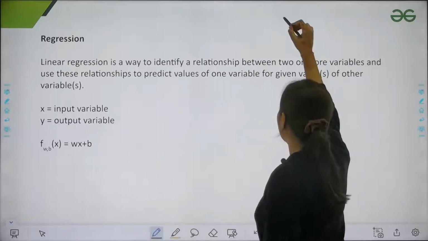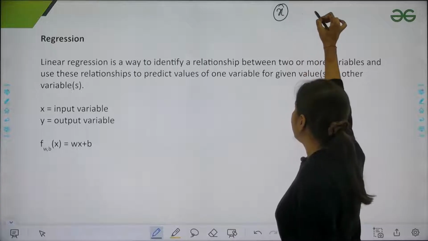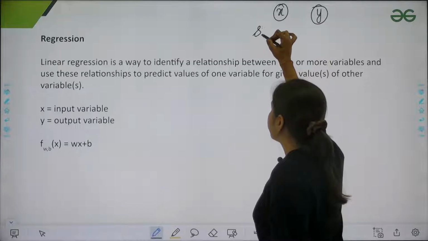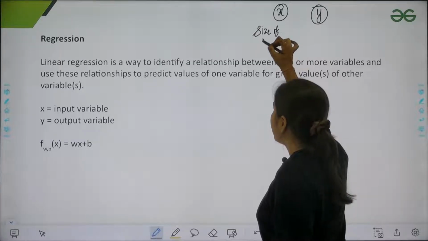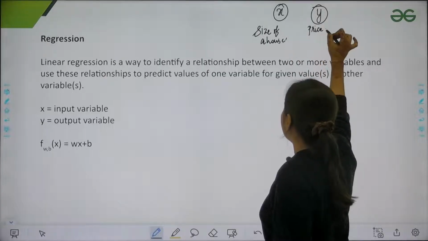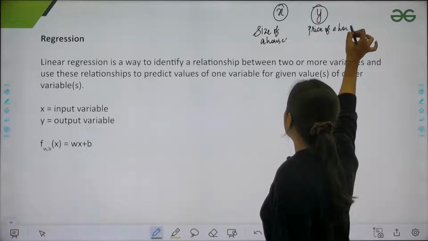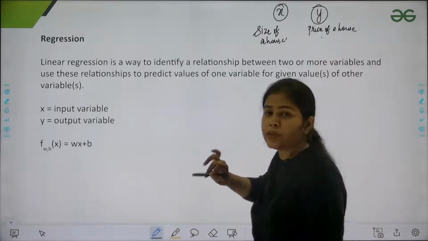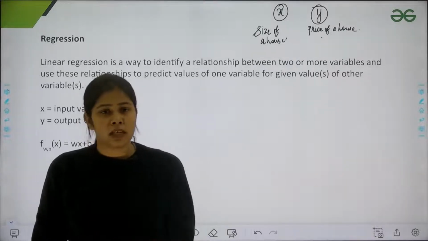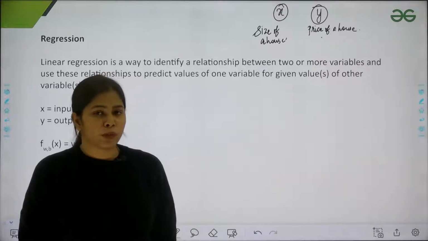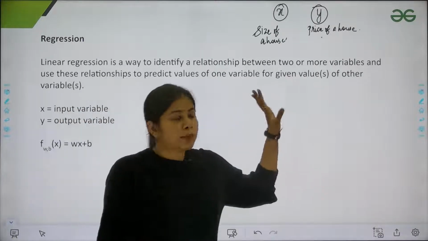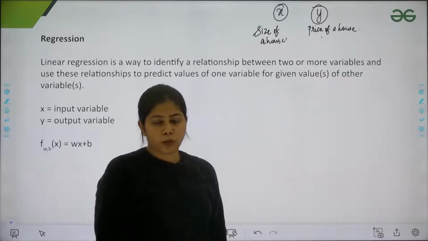We have some input variable. Let's suppose we have some input variable x, corresponding to that we are predicting y. Let's take one example. Let's suppose we have size of a house, and we are predicting price of a house corresponding to that. And we have some initial data. Let's suppose we have hundreds of data in my data set, and I have to predict for any particular size what would be the price of a house for that particular size, if I want to predict that.